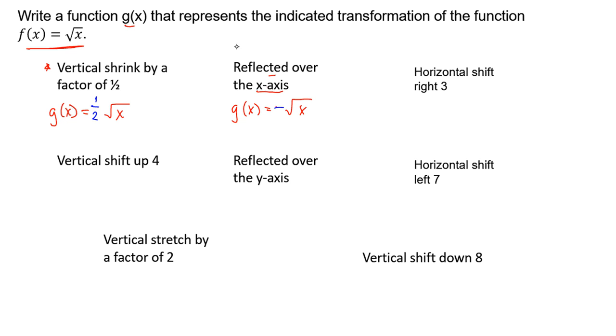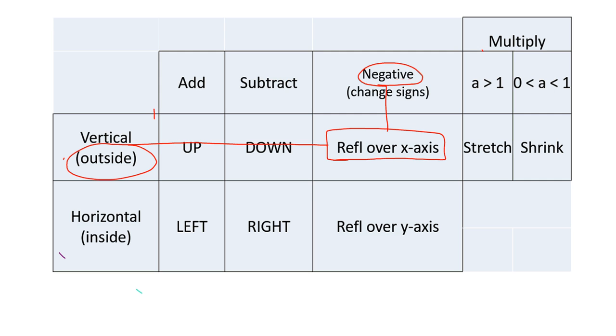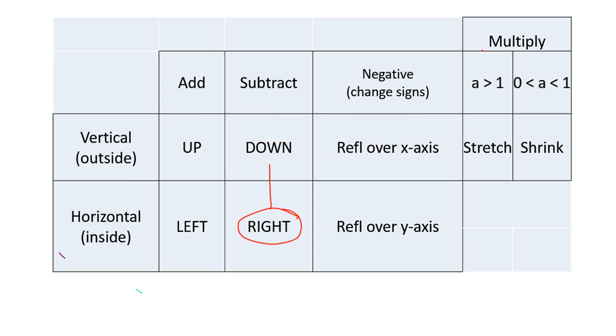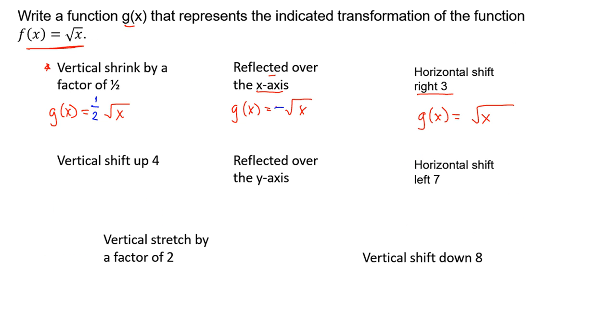Next one says horizontal shift right 3. Okay, right 3. I'm going to start by writing down my original function. To my cheat sheet. If I want to go right 3, well, apparently to move right, you need to subtract inside. So I'm going to subtract 3 on the inside.